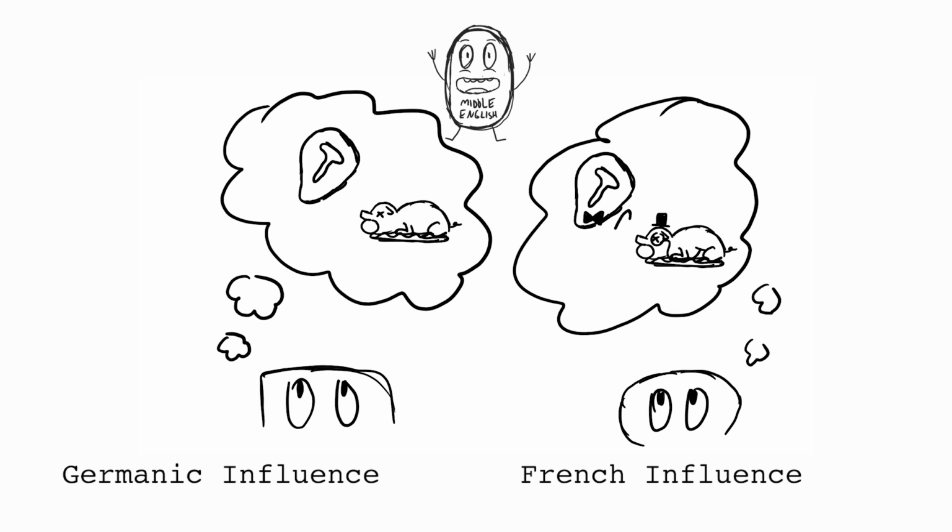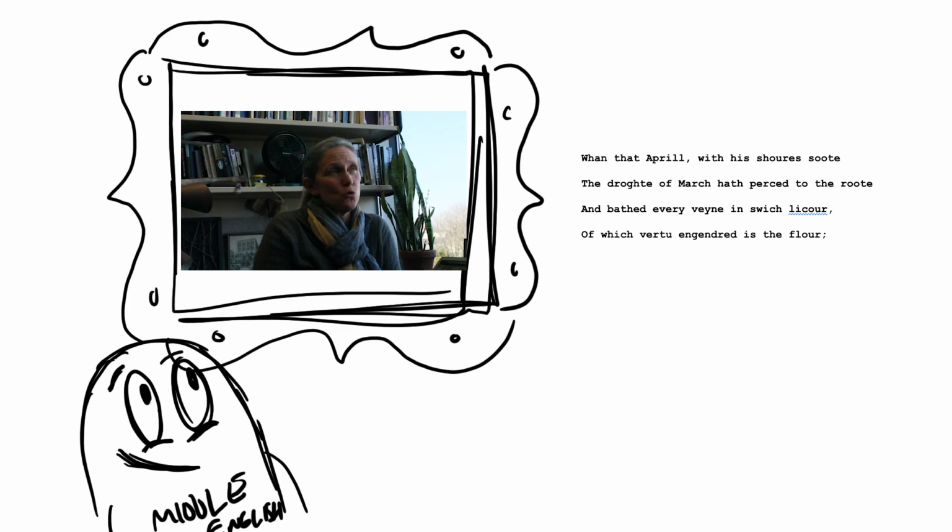One that April with his sure sote, the drucht of marsh hath perse to the rote, and bathed every vine in switch liqueur, of which vertu engendred is the fleur.